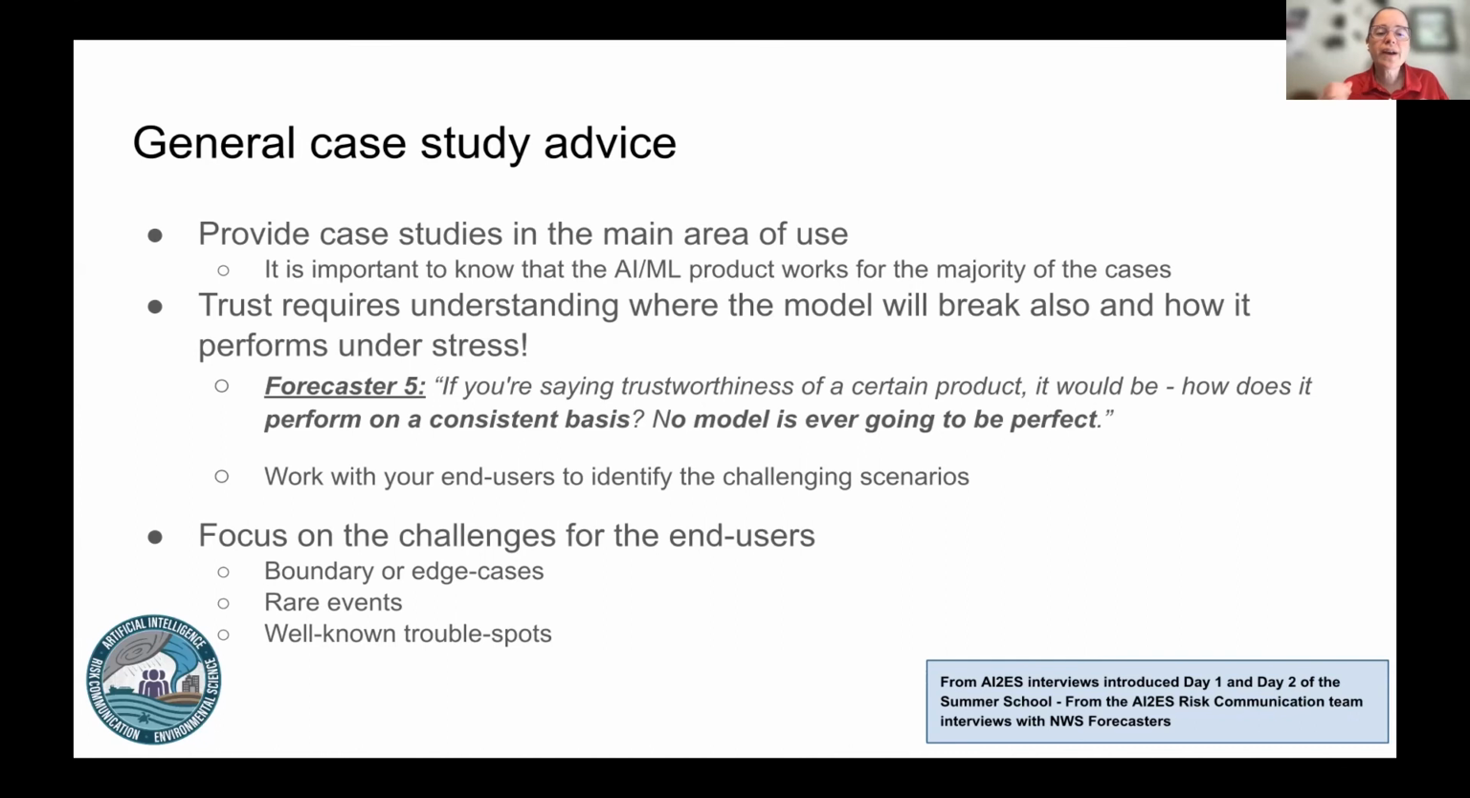So you need to work with your end users to identify the challenging scenarios, right? Because as I said in the previous slide, we went into it with a set of what we thought were interesting scenarios, and we found out that our end users had very different scenarios that they wanted to look at that we hadn't even thought about. We literally had not thought about how the fronts interact with the Mexican mountains or the Pacific coast mountains, or how it worked in very sparsely sampled areas of the ocean. We just hadn't thought that that would be the most interesting things. You need to focus your case studies on those challenges for the end users. Look at the boundary cases, look at the edge cases, look at the rare events.